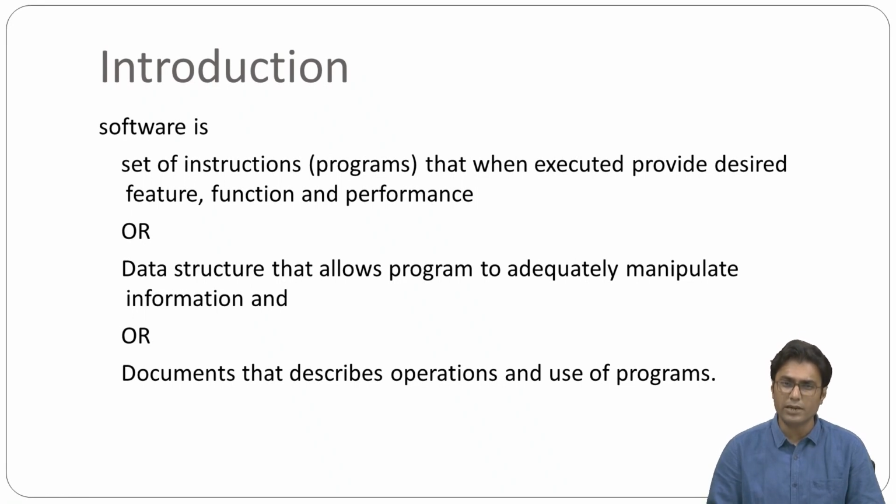So a textbook definition of software can be: software is set of instructions or programs that when executed provide a desired feature, function and performance. Or we can say data structure that allows program to adequately manipulate information. And also we can say documents that describes operations and use of programs.